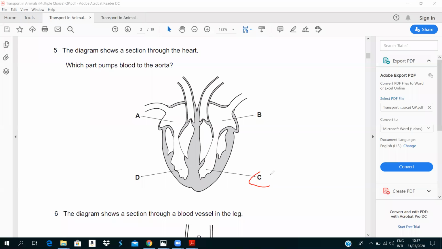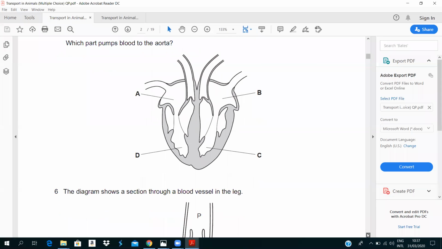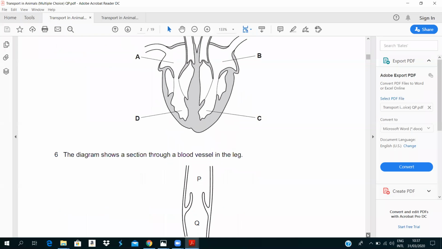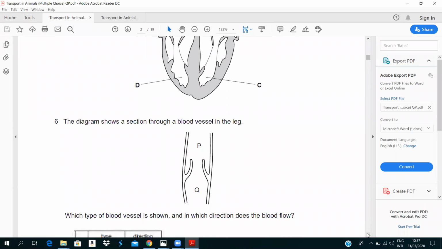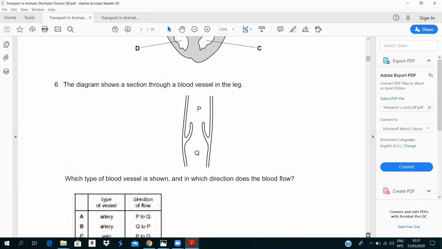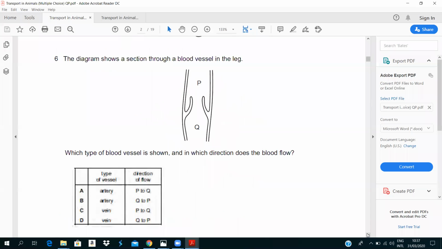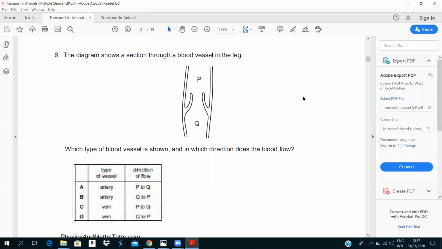Understand? The next one. Diagram section through a blood vessel in the leg, like that. Try to take part with me. You don't know or you know, I will choose the next one.